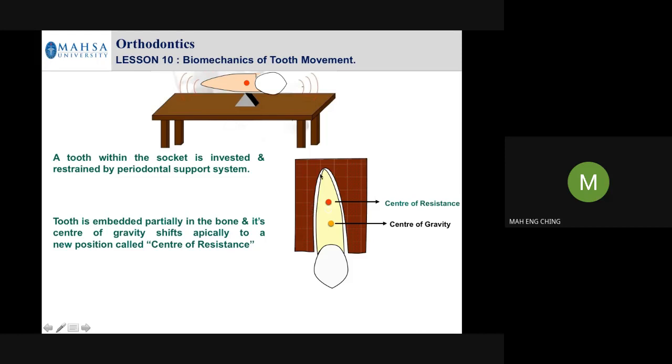Can you see my mouse cursor? Yeah, we can. Okay. So that is the center of gravity without periodontal support. But when you have bone or surrounding structures, then the center of gravity moves apically. It moves a bit apically to the new position. We call it the center of resistance. So remember, this center of resistance is when your center of gravity changes with the surrounding structures. So when we move the tooth around, we are talking about the center of resistance rather than the center of gravity, because with these surrounding structures, the center of gravity changes to a new position. We call it the center of resistance.